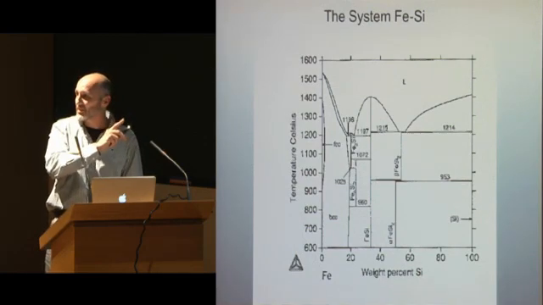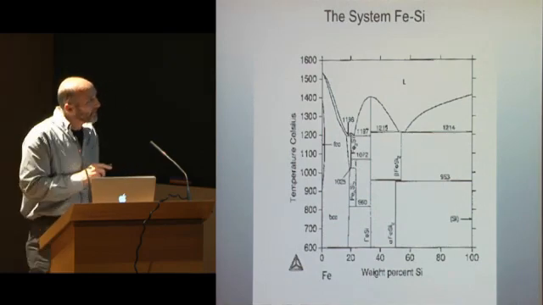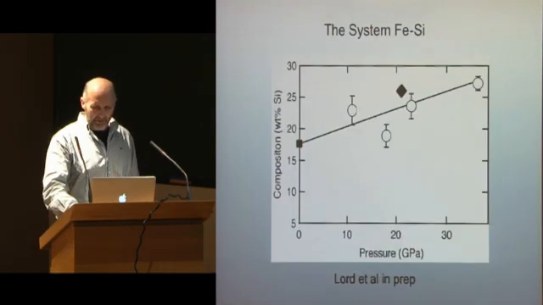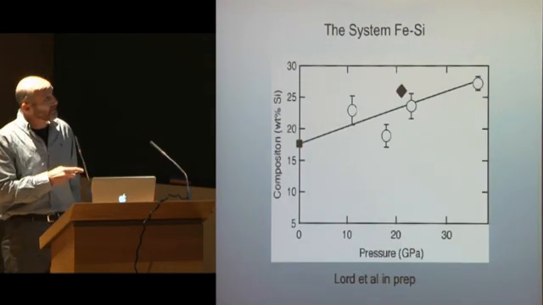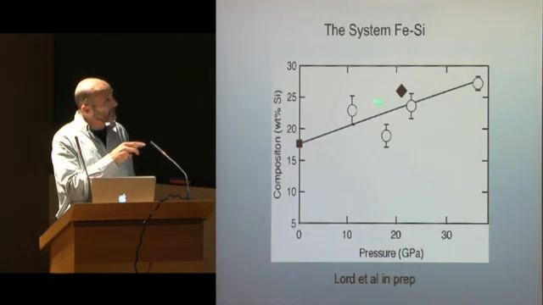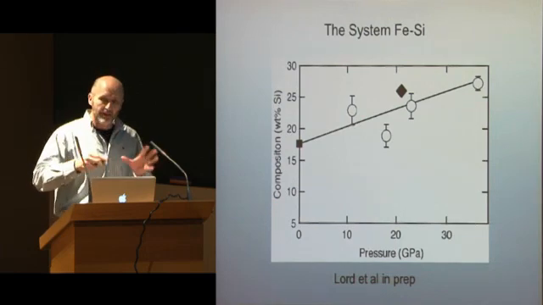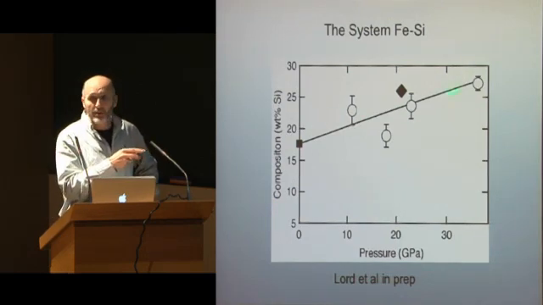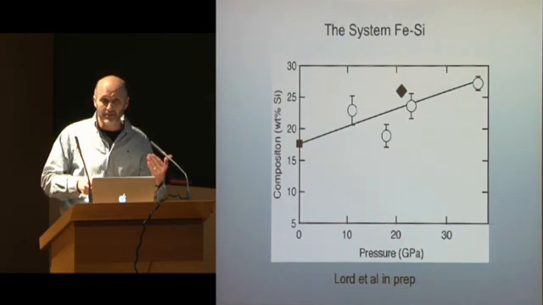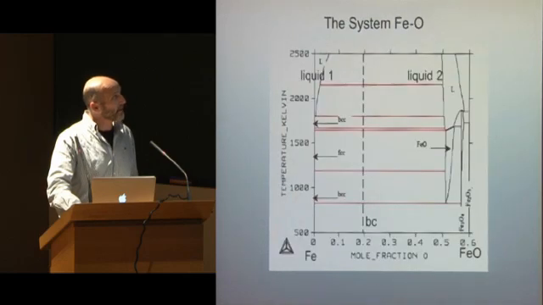This phase diagram may change considerably at 300 megabars. What we have done is to look, and this is some work that Ollie's done, it's in prep, and also some work from Hirose's lab, looking at the eutectic in the iron silica system, and it seems to be going to higher silica contents rather than lower silica contents. So I think there's no problem in getting silica into the core.